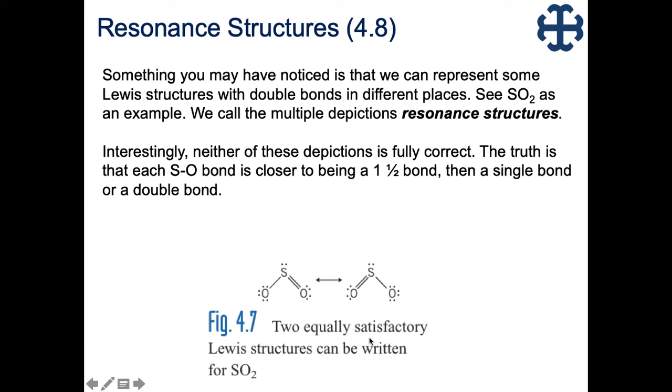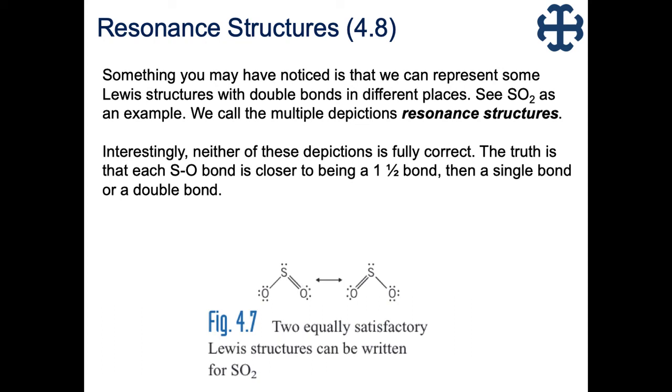Now, interestingly, neither of them is fully correct, in that the truth is that each SO bond is actually closer to being a 1.5 bond than purely a single bond or a double bond. And so we, of course, have trouble representing that with just drawing things out. So that's why we draw resonance forms. If I were on a quiz to ask you to draw a Lewis structure, including all the resonance forms for SO2, you would want to draw both of these structures, with a double bond on one oxygen and your double bond on the oxygen opposite for the other.